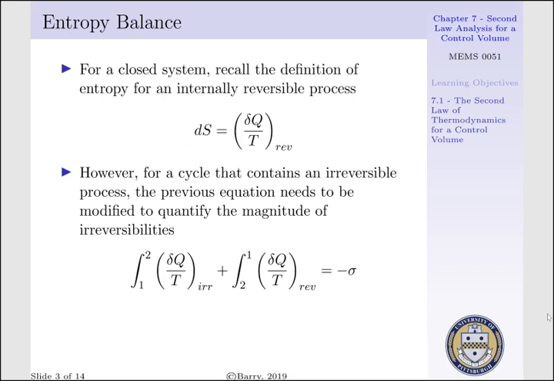However, if we have a cycle that contains an irreversible process, our previous equation needs to be modified such that we include sigma, which quantifies the magnitude of our irreversibilities. That is, if we go from state 1 to state 2 via an irreversible process, and then we return from state 2 to state 1 via a reversible process, we are going to have this equal to minus sigma, which quantifies the magnitude of the irreversibilities associated with the cycle.